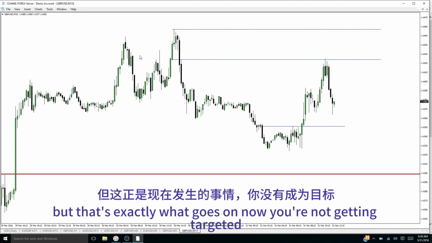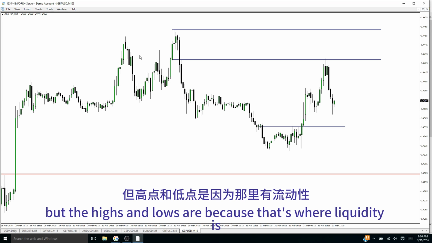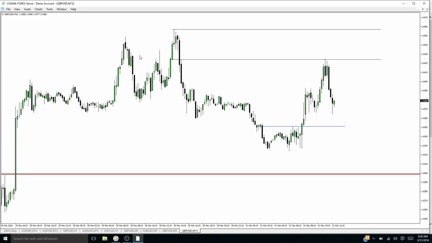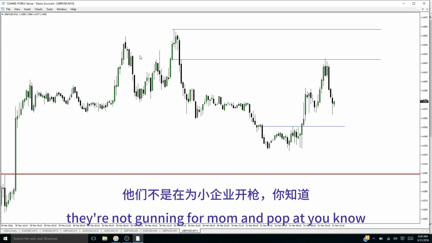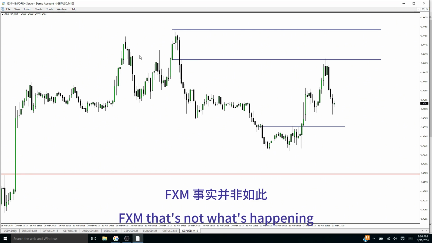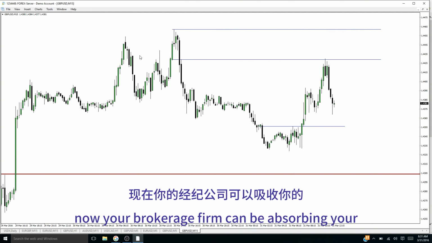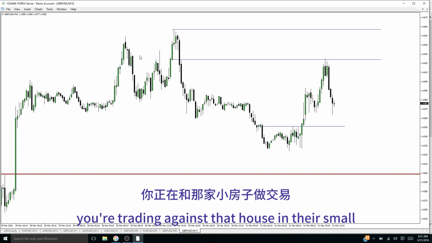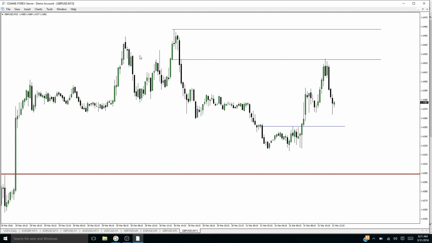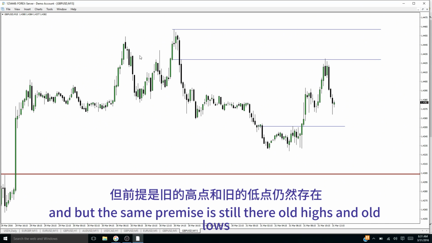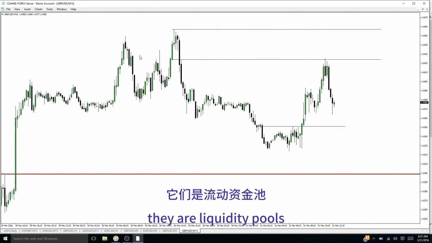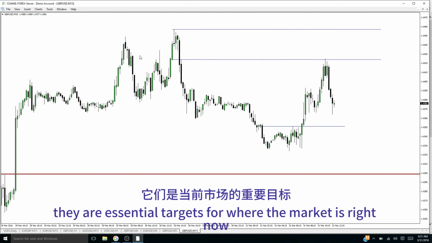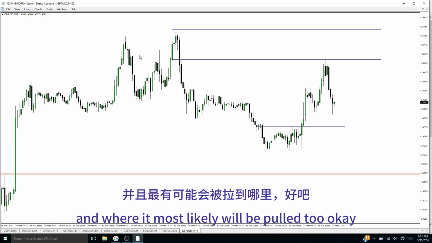Now, you're not getting targeted, but the highs and lows are, because that's where liquidity is. So when I say they're gonna gun stops, they're not gunning for mom and pop at FXCM. That's not what's happening. Now, your brokerage firm can be absorbing your liquidity with that same idea, because 90% of the time you're trading against the house in their small little liquidity pool. But the same premise is still there. Old highs and old lows, they are liquidity pools. They are essential targets for where the market is right now and where it most likely will be pulled to.